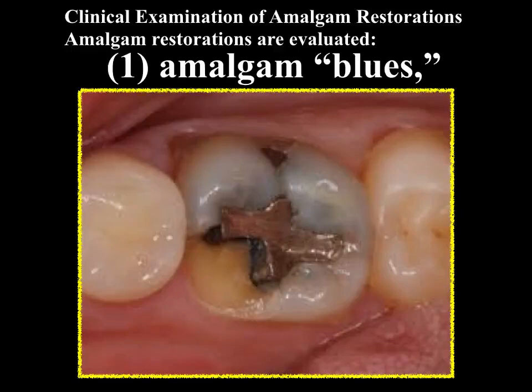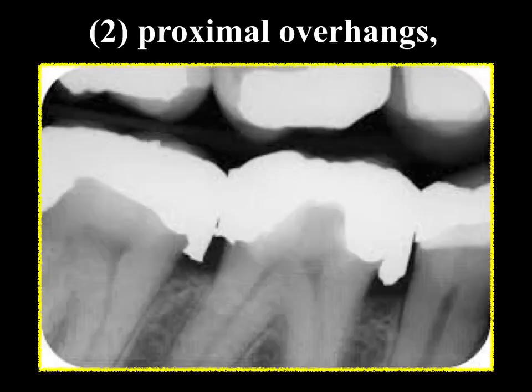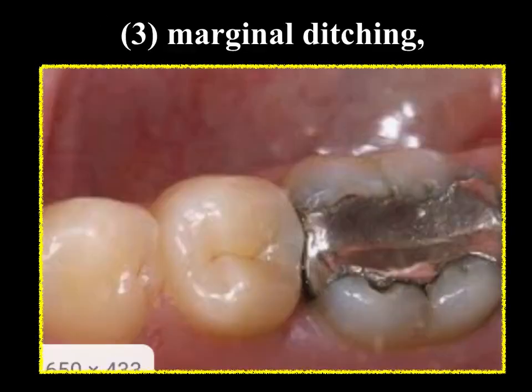Examination of the amalgam restoration is evaluated. Number one, amalgam blues. As we see in this picture, the discoloration of the tooth beside the amalgam is called amalgam blues, due to the corrosion of the amalgam in the tooth tissue. Two, proximal overhang. In the X-ray, we can see the overhang of the amalgam restoration, and this overhang leads to gingivitis, periodontitis, and bone resorption of the septal bone between the two posterior teeth.